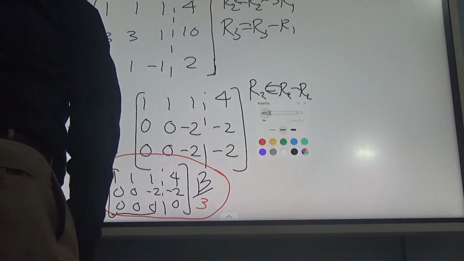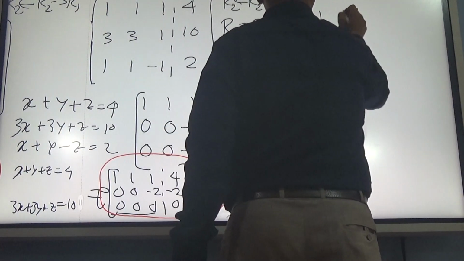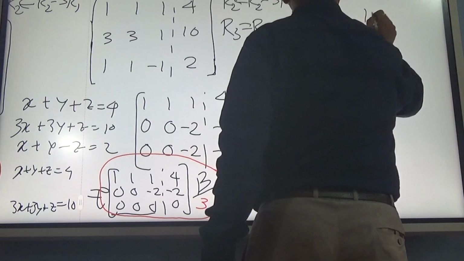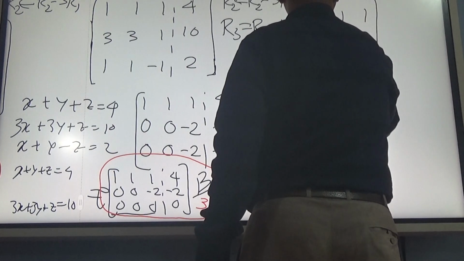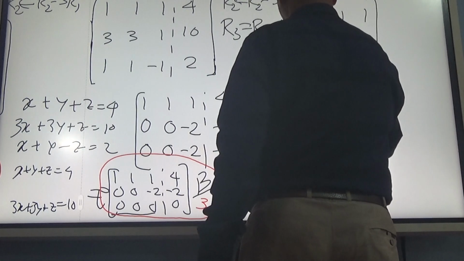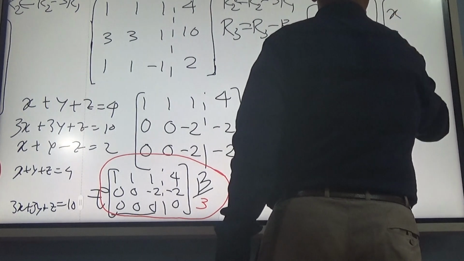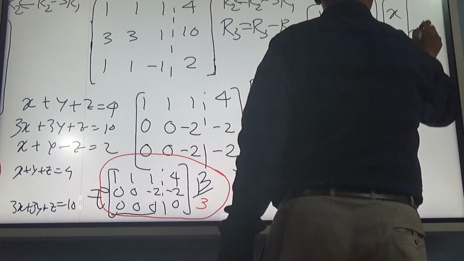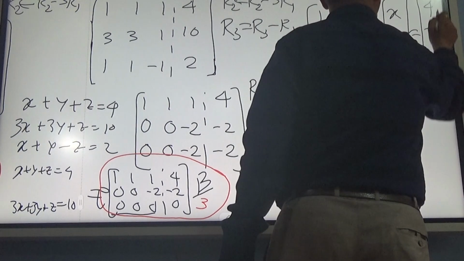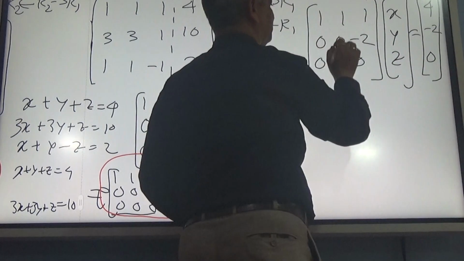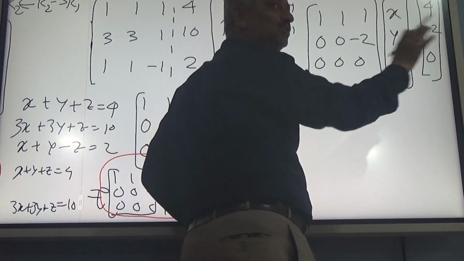We get, after reducing it to echelon form, 1, 1, 1. It is like this. 0, 0, minus 2. 0, 0, 0. If I say x, y, z, we get 4, minus 2, 0. So, there is now one equation, second equation, there is no equation, 0 equal to 0.